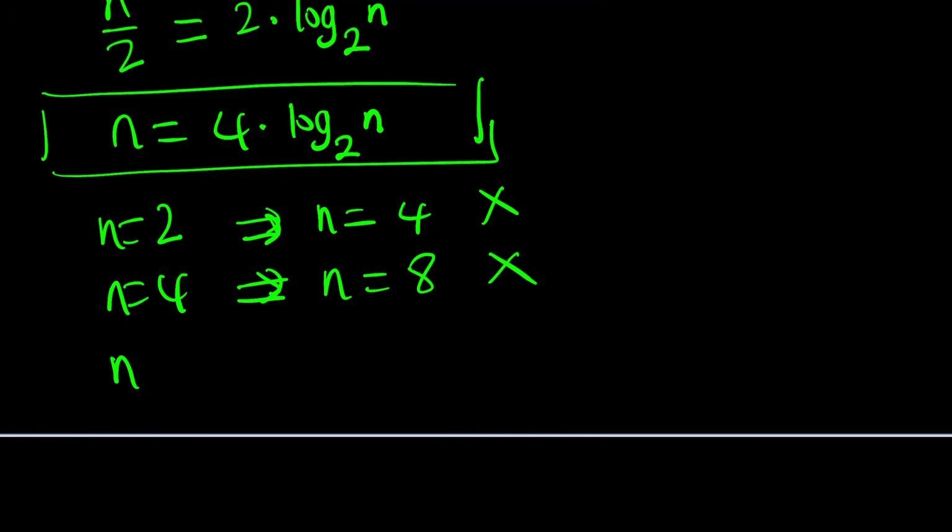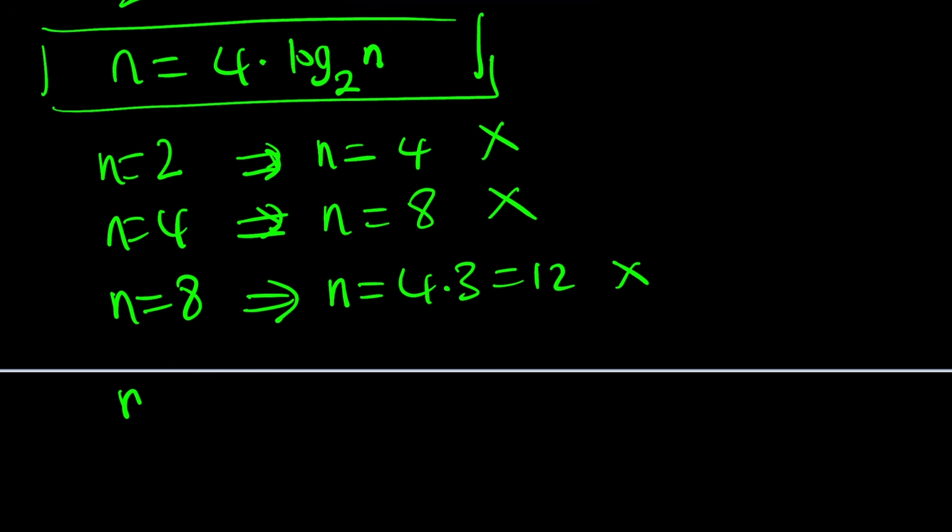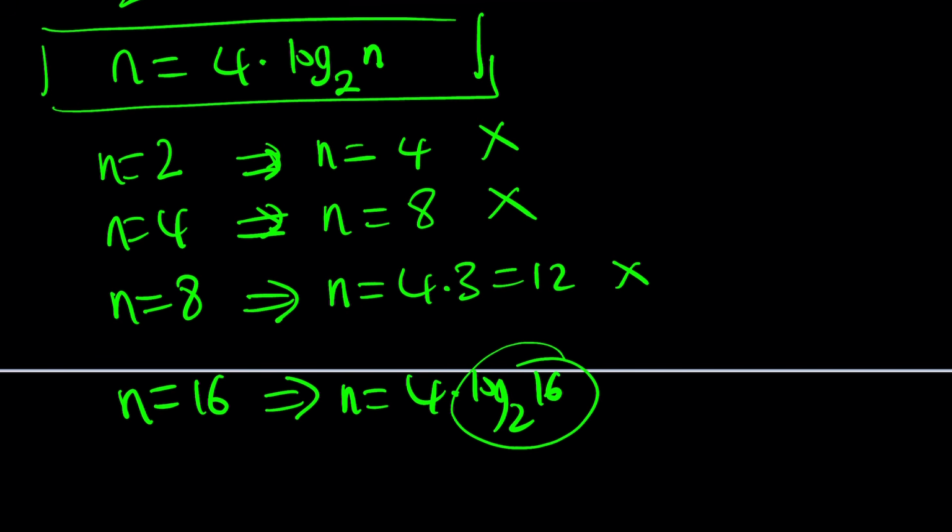And now we're going to check n equals 8 next. If n is equal to 8, n equals 4 times log 8 with base 2, which is a 3. That is going to be a 12. Again, that's an x. And if you try 16, which is the next power, you're going to get n equals 4 times log of 16 base 2. This is 4, remember. 16 is 2 to the 4th power. 4 times 4 is equal to 16. So yay, we have success, which means n equals 16 works.